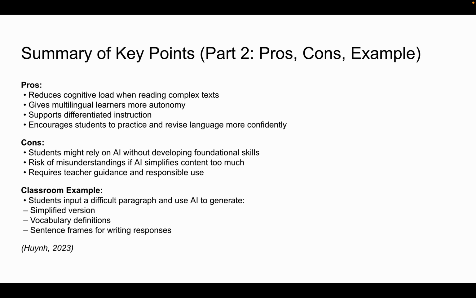One example from the article is that students can paste a paragraph into an AI tool and ask for a simpler version, vocabulary definitions, or sentence frames. This helps them stay engaged while they learn how to understand and respond to the text.